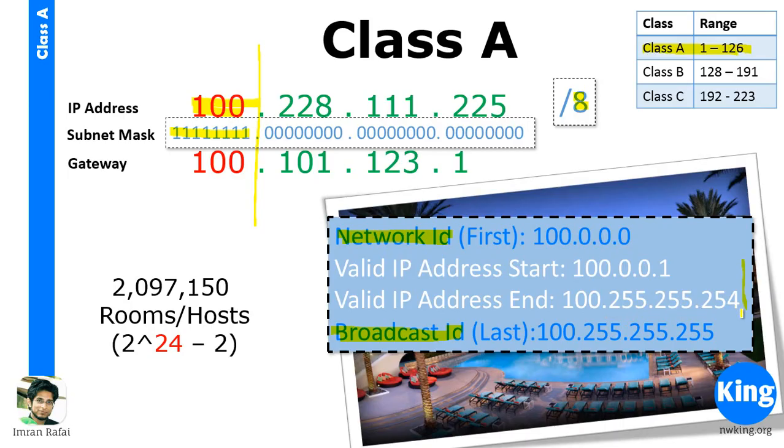255.255.254. To know how many valid IP addresses are there in this range, we use the same formula. The number of zeros, so 2 to the power number of zeros, which is 2 to the power 24, minus 2 to deduct this first and the last IP, and we get a number 2,097,150, which is nothing but a massive network.